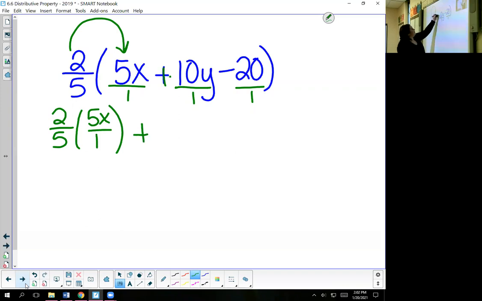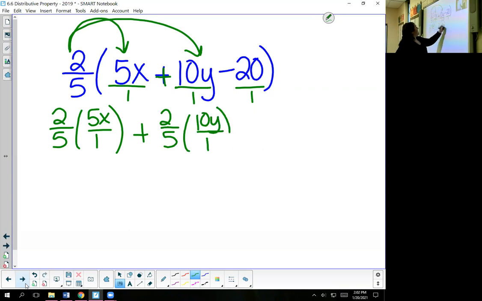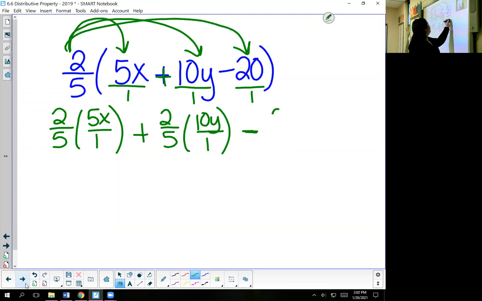And then, so it's addition. And then I'm going to give 2/5 to the second store. I've got 2 stores now. So that's 2/5 times 10y over 1. But I've got another store to go to, store 20. It's subtraction, so we have subtraction here. So I'm going to give 2/5 all the way to 20 over 1. So 2/5 and 20 over 1.